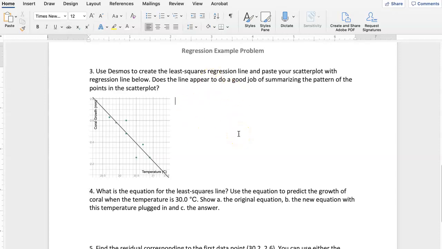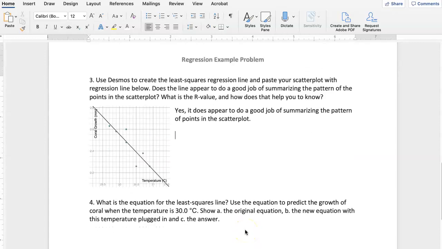All right, so the question is, does a line appear to do a good job of summarizing the pattern of points in the scatter plot? So here's where you would just answer that question. Yes, it does appear to do a good job. I'm not going to type the whole thing, but do it in a full sentence, and I think that's all we're asked of in this question. Okay, I went ahead and answered the question, so you didn't have to watch me type. It does appear to do a good job of summarizing the pattern of points in the scatter plot.